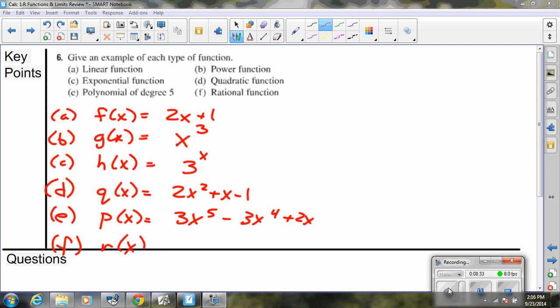For part F, we're asked for a rational function, and I'll use r of x for this one. Rational functions are always a ratio of two polynomials. It would be something of the form top polynomial over bottom polynomial. A very quick one we could use is taking the same p and q that I had before. We could take 3x to the 5th minus 3x to the 4th plus 2x, top polynomial over bottom polynomial, and we'd have a rational function.